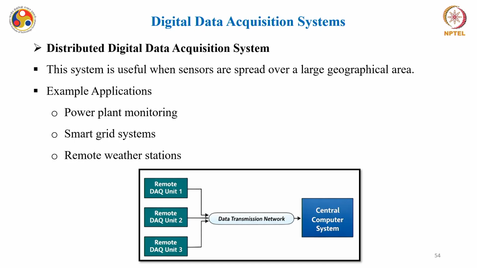These systems are useful when sensors are spread over large geographical areas. An example can be a power plant monitoring system, where the sensors are distributed across the plant, maybe a 30-acre plant or a 40-acre plant. Similarly, the distributed digital data acquisition system has found its importance in smart grid systems. In weather monitoring stations too, you can monitor remotely. The remote weather stations transmit their data to a centrally controlled computer, where this data is further processed.